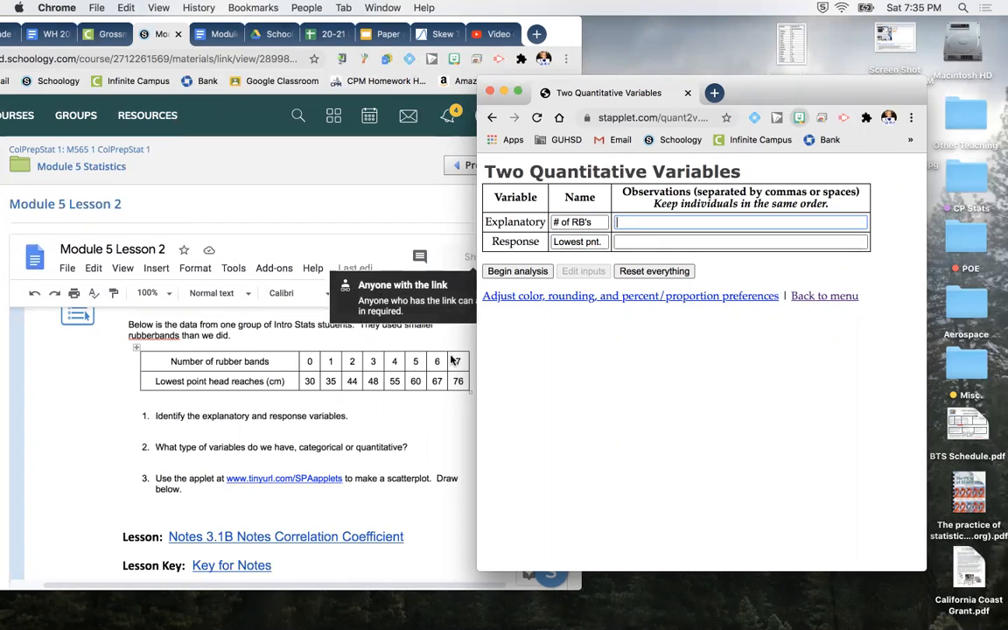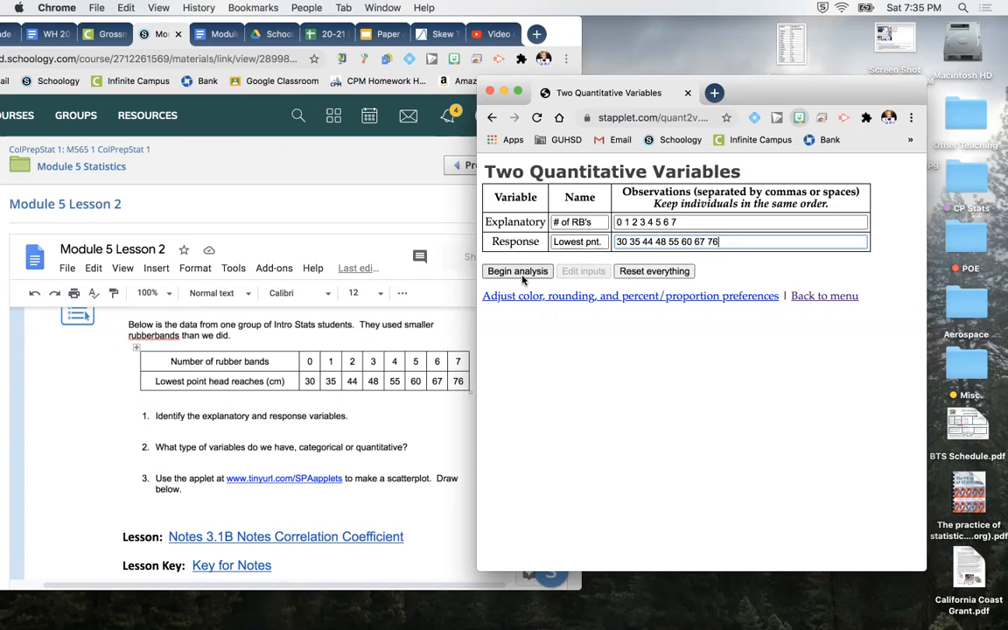So my explanatory variables, here they are. I'm going to hit 0, enter, or space bar. Then I have 1 rubber band, 2, 3, 4, 5, 6, and 7. It's going to be very important that you make sure that there are spaces in between these, and these are going to be ordered pairs, so you can't jump around anywhere. You have to put now, first and foremost, 30, then 35, because it lines them up as ordered pairs. 48, 55, 60, 67, and 76.